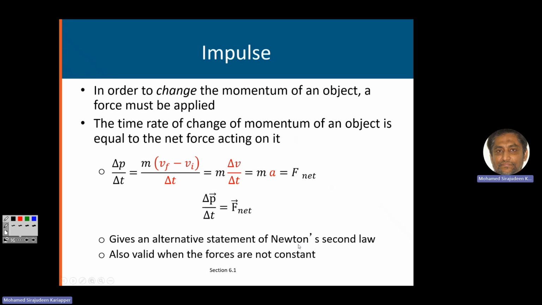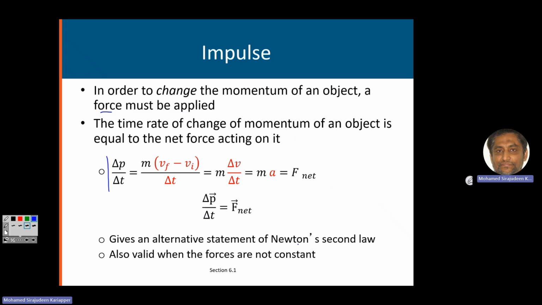Right, now we are going to define another thing called the impulse. So that's the title of this topic. To define the impulse, let's look at a force applied on an object. What happens to the object? Its velocity will change, right? For example, if a ball is coming and you hit it with a bat, its velocity will change. That means its momentum will change. When the velocity changes, momentum will change. So we can say in order to change the momentum of an object, a force must be applied. Force will change the velocity, therefore the momentum will change.